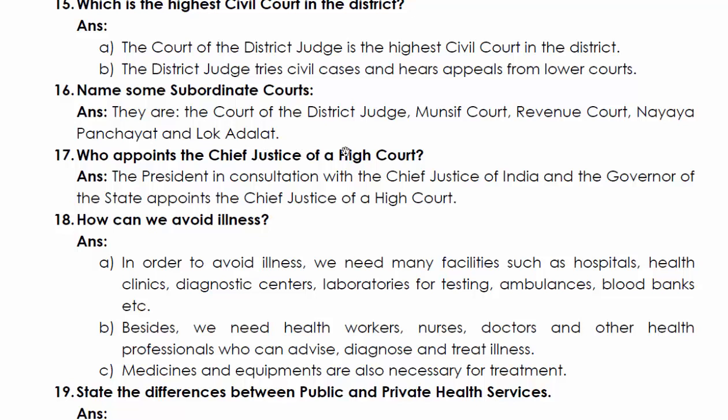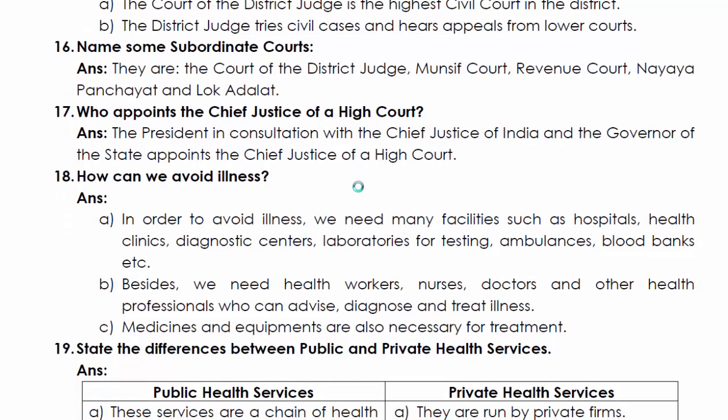Who appoints the Chief Justice of a High Court? The President, in consultation with the Chief Justice of India, and also the Governor of the state, appoints the Chief Justice of a High Court. Actually, the Chief Justice is the head of a High Court, is it not so? So he is basically appointed by the Chief Justice. I'm sorry, he is appointed by the President.